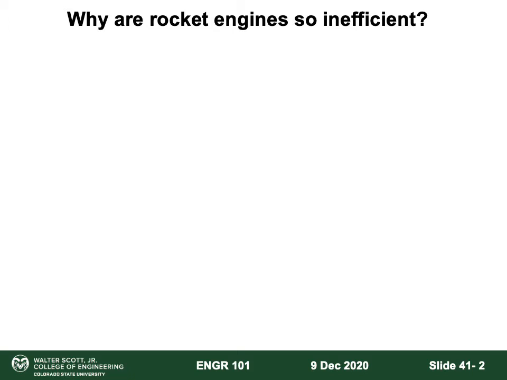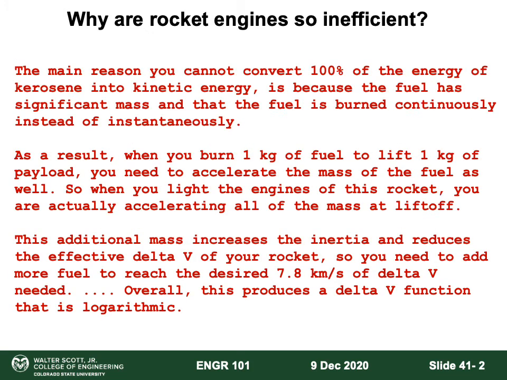The question is, why are rocket engines so inefficient in burning fuel to get a rocket into space? And a couple of years ago, a student of mine had a very good description of this, so I've been using it ever since. The main reason you cannot convert 100% of the energy of kerosene into kinetic energy is because the fuel has significant mass and that the fuel is burned continuously instead of instantaneously.